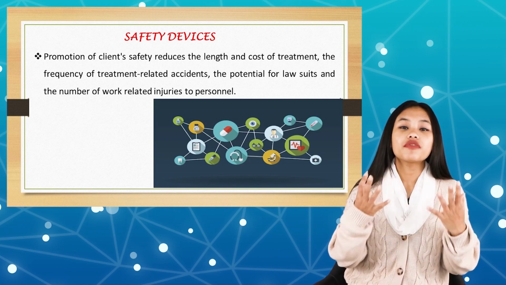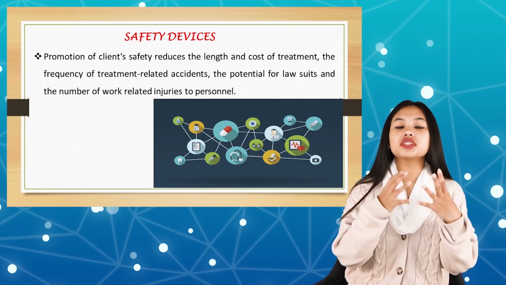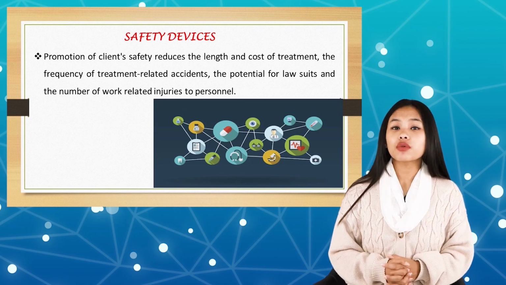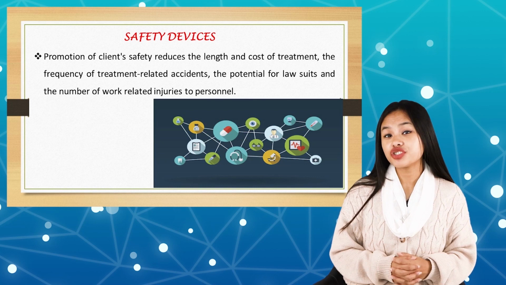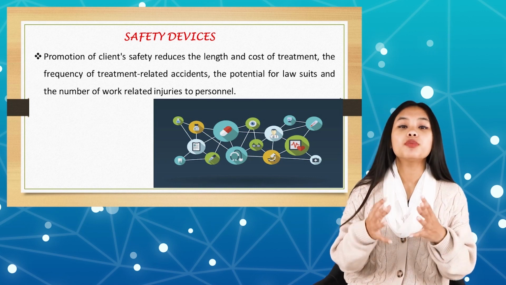So here, why do we provide any safety device? We do this in order to reduce the occurrence of hazards, right? In order to prevent the client from injuring himself. That is why we provide these safety devices. However, there are also certain devices such as side rails, restraints, grab bars, and non-skid slippers, which we provide for the client in the hospital setting in order to prevent them from any accidents.